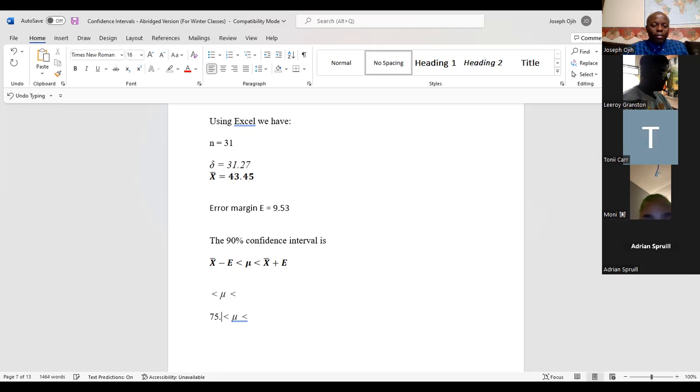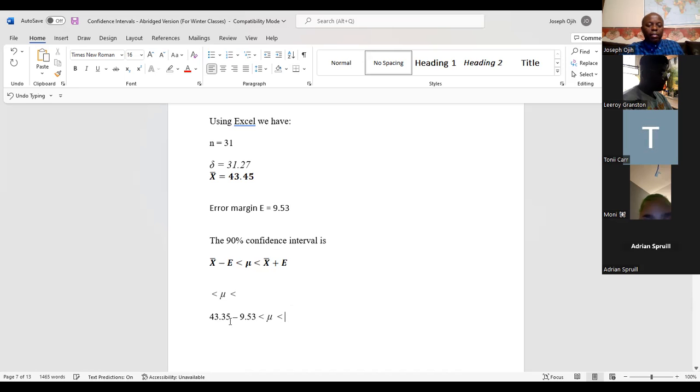Okay, so we got our mean, 43.35. This is the mean we are trying to estimate, the population mean. We don't know what it is. Only Providence knows. We are trying to get an estimate that is as close as possible to that. Minus the error. Our error is 9.53.